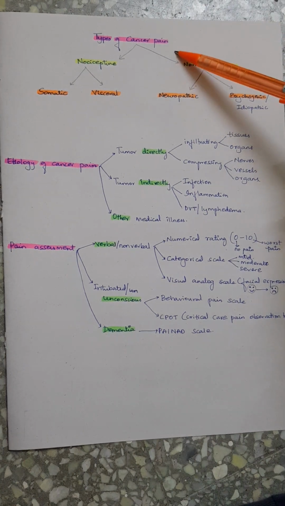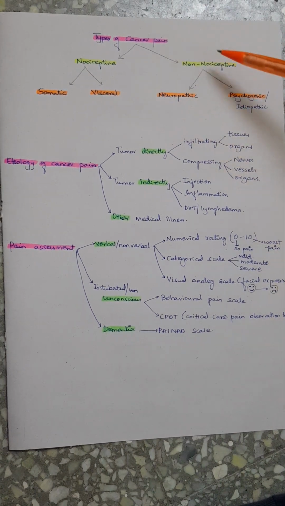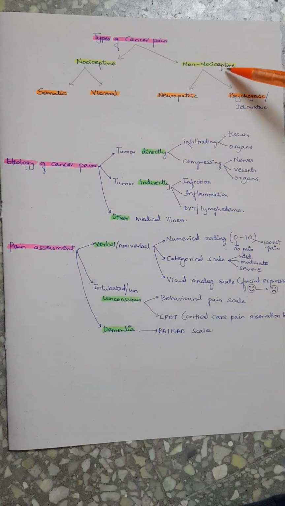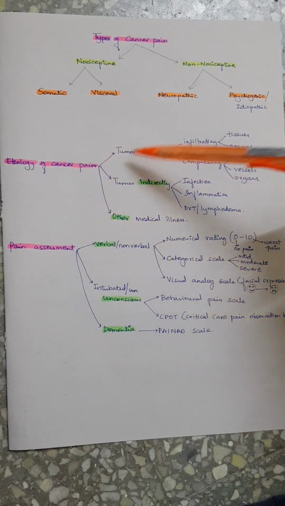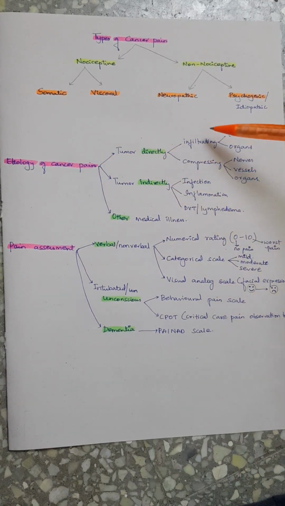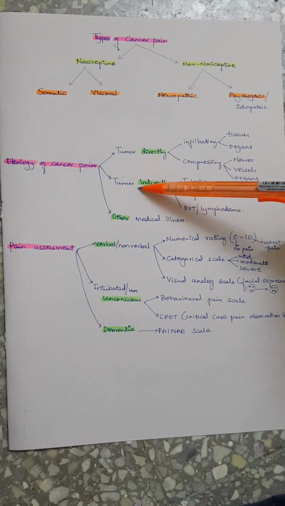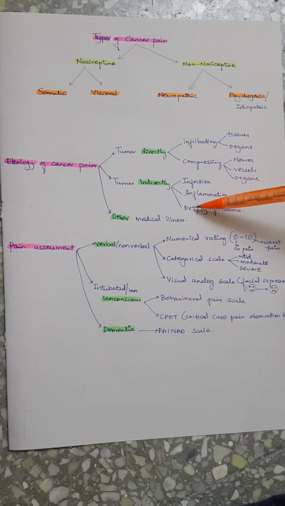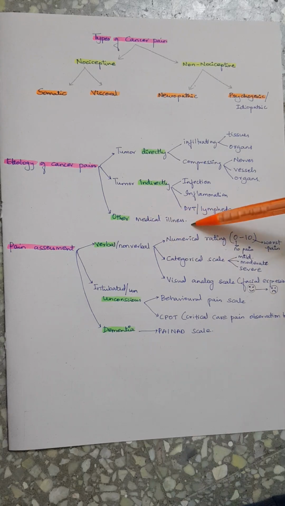Types of cancer pain: it can be nociceptive or non-nociceptive. Nociceptive is somatic or visceral. Non-nociceptive is neuropathic and psychogenic. The etiology of cancer pain can be the tumor directly infiltrating tissues or organs, or directly compressing nerves, vessels, and organs. The tumor can also cause pain indirectly, due to infection, inflammation, or other causes like DVT and lymphedema, or it can be other medical illnesses.